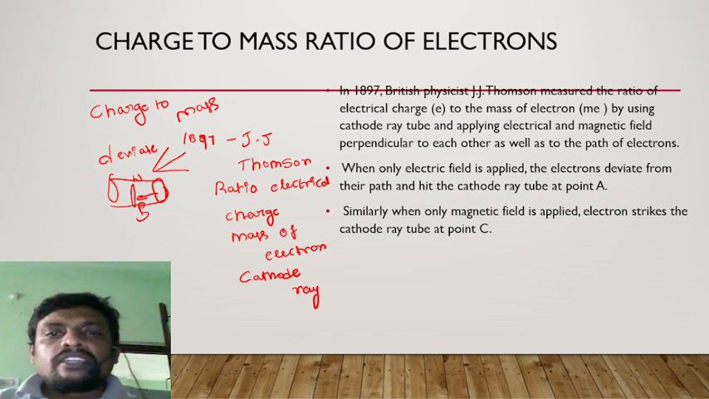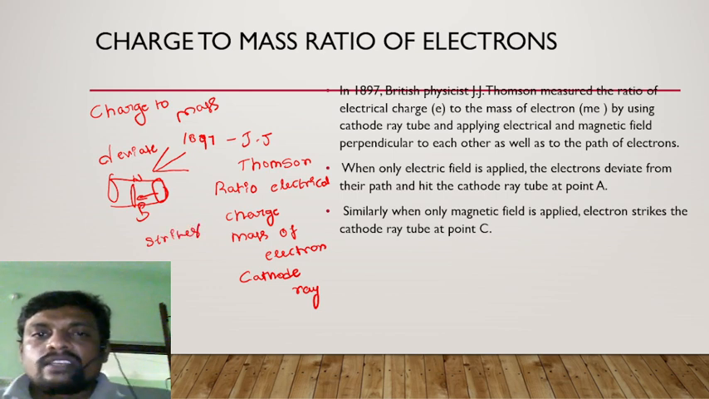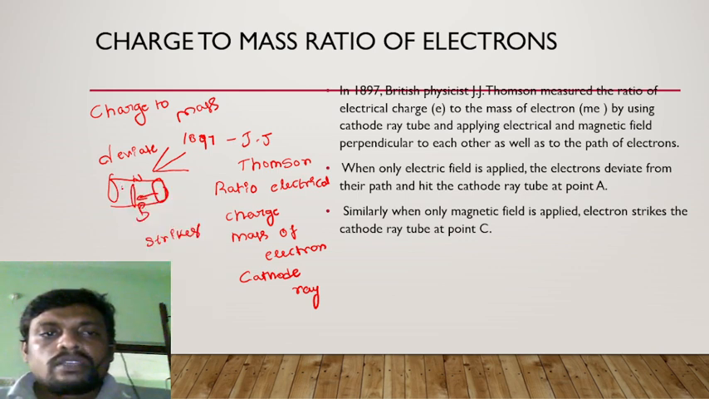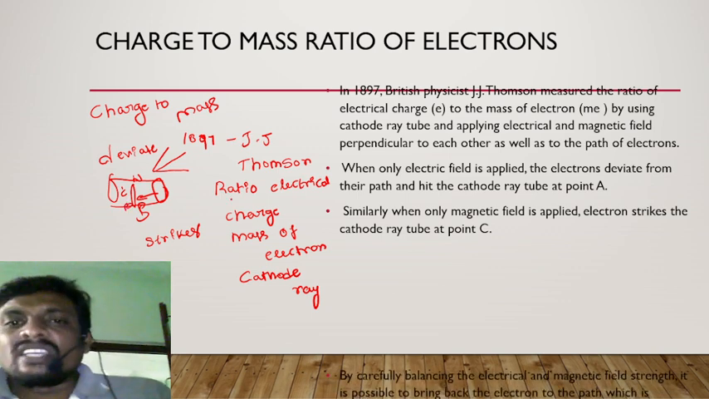Similarly, when a magnetic field is applied, electrons generally strike the cathode ray tube at a point C. Imagine this is point C. Here I have point C and point B is here, imagine. So what does it indicate?